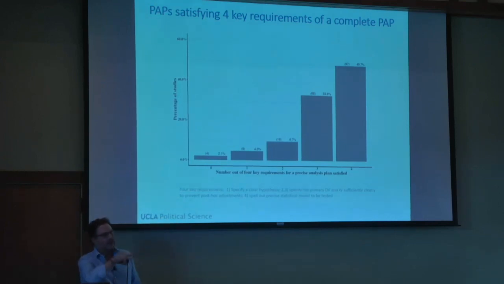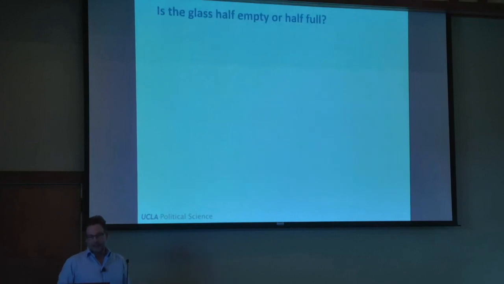This is the histogram reporting the share of PAPs that did all 4, 3, 2, 1, and none of those things. So the good news is 50% of PAPs did all 4 of those crucial things. Another 34% did 3 of the 4, right? So we're up to 84%, roughly, of PAPs who at least did 3 of the 4. So maybe the record isn't that terrible.